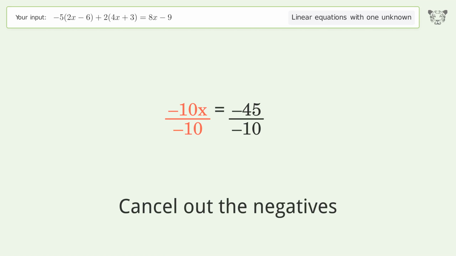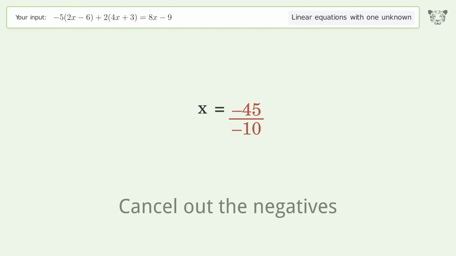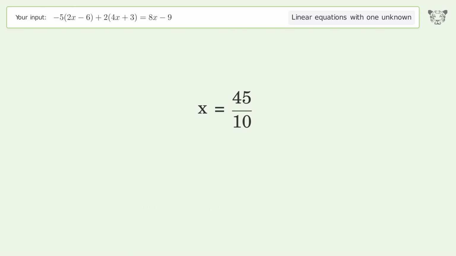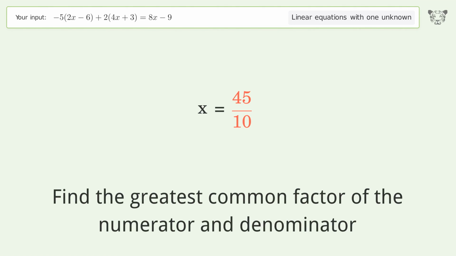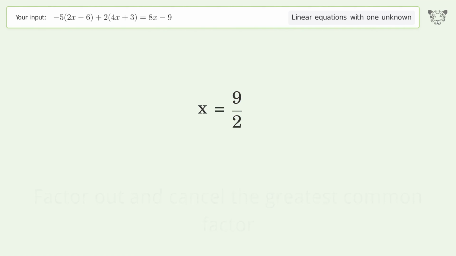Cancel out the negatives. Simplify the fraction. Cancel out the negatives. Find the greatest common factor of the numerator and denominator. Factor out and cancel the greatest common factor. And so the final result is x equals 9 over 2.